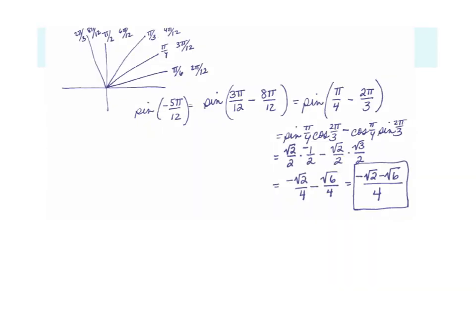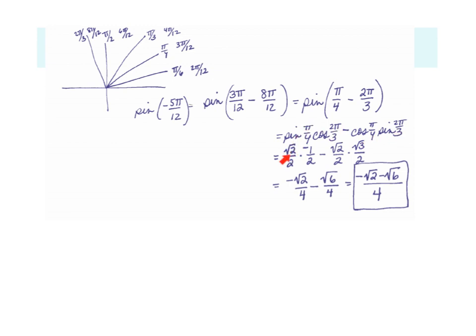You'll notice that I started off by just drawing in the angles that I knew on my unit circle. I rewrote everything with a common denominator of 12. Then I noticed that 3 pi over 12 minus 8 pi over 12 was minus 5 pi over 12, and that was pi over 4 minus 2 pi over 3. Then using the difference identity for sine and letting A be pi over 4 and B be 2 pi over 3, I rewrote it. Sinbad's with Cosette. Their signs are the same.